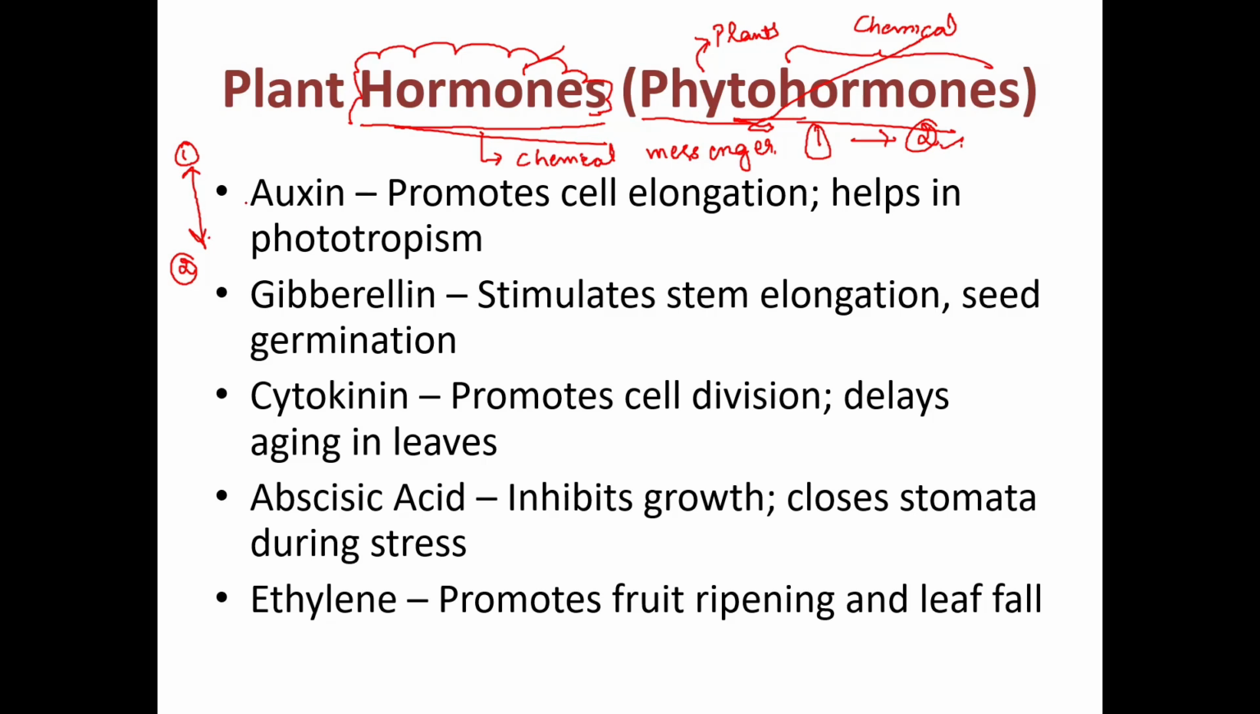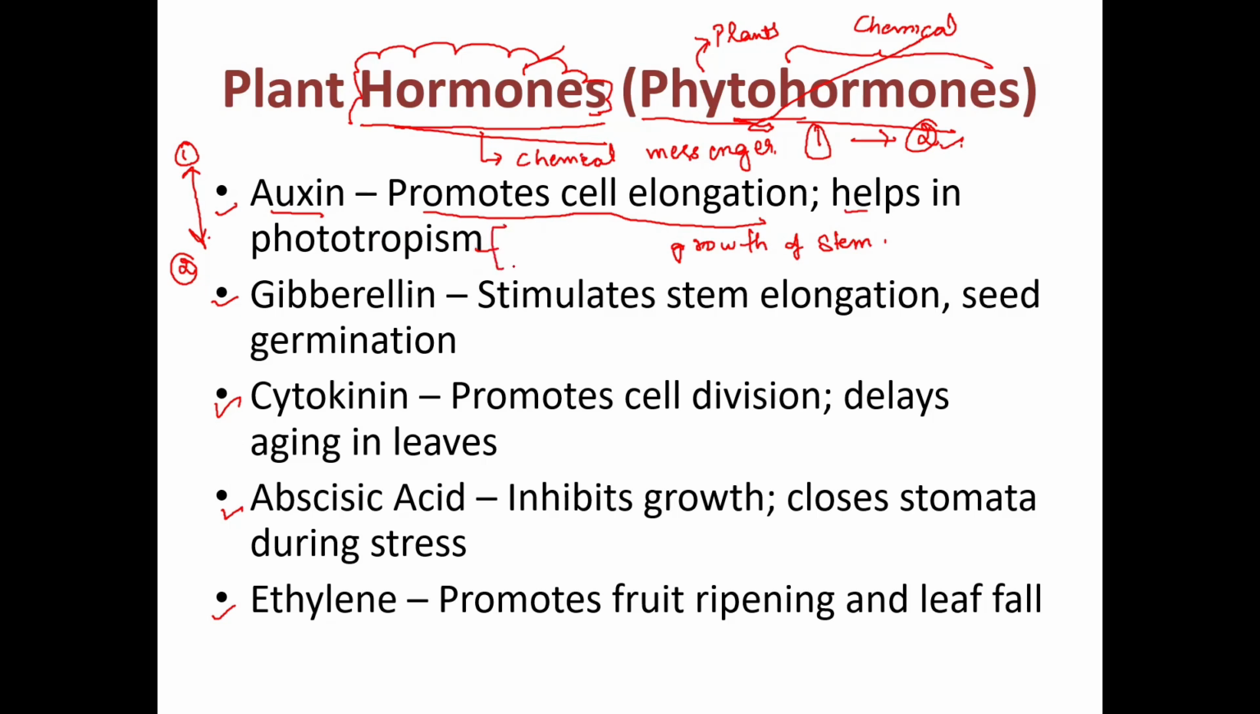So let's discuss the types: auxin, gibberellin, cytokinin, abscisic acid and ethylene. The first one is auxin. Auxin helps in growth. Basically, a plant bends towards a window to get more sunlight. So auxin promotes cell elongation. Overall, it helps in the growth of a plant, growth of stem, bending of stem, and helps in phototropism.